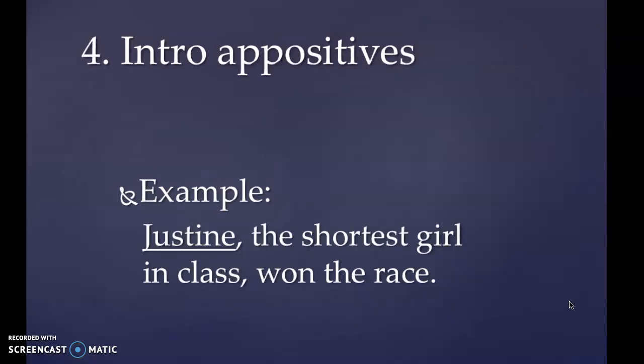Number 4, introductory appositives. Remember, if something starts with who, it's not an appositive because it cannot be used interchangeably with something else. A lot of times the introductory appositive will have an appositive right after it that also requires a comma. Look at the example, Justine, comma, the shortest girl in class, comma, won the race. So we have both an introductory appositive and an interrupting appositive. The shortest girl in the class is in the middle of the sentence.